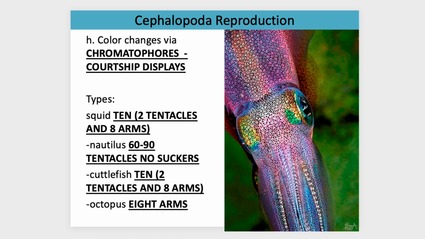So for reproduction in cephalopods, they have these beautiful colors, these chromatophores. And they use this, as you see, this kind of iridescent color changes over its body. And that's going to be used for courtship displays. And it's actually the males that will have these beautiful color spreads over their bodies. And they'll use that to swim in the water and attract a female.